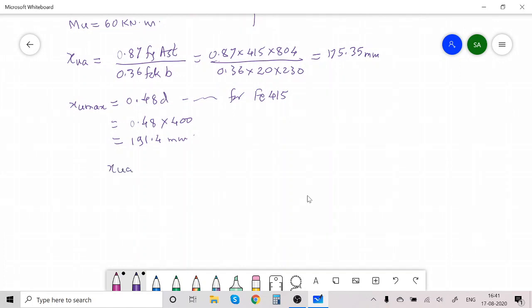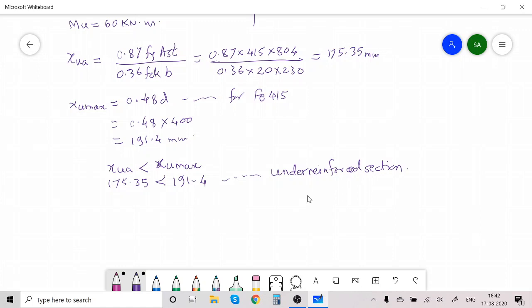Now let us compare this XU actual and XU max. XU actual in this case is less than XU max. That means 175.35 is less than 191.4. So this is under reinforced section, which is allowed. Remember, over reinforced section is not allowed. So we confirmed that it is under reinforced section.